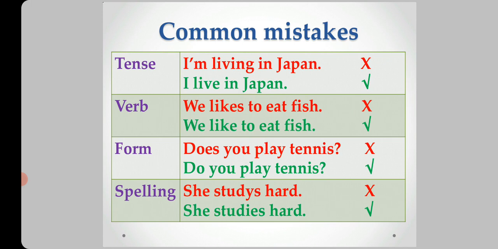Common mistakes in verb, we likes to eat fish. This is wrong. So the right sentence, we like to eat fish. In the form, does you play tennis? This is wrong. The correct sentence is, do you play tennis?